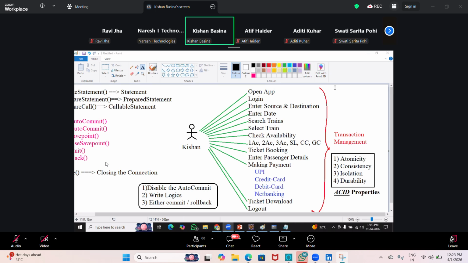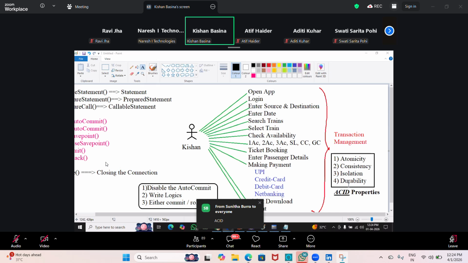If we want to deal with transaction management, we need to first do three things. What are those three things? First, disable the auto commit. After that, write our own logic. Then we need to use either commit or rollback depending upon our requirements. Whenever we are dealing with transaction management, we need to keep four properties in mind. What are those ACID properties? Atomicity, consistency, isolation, and durability.